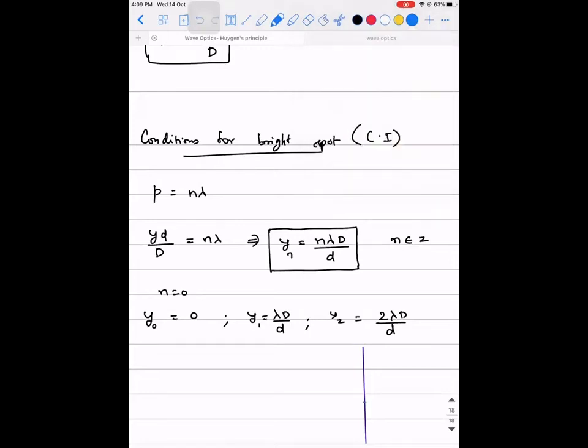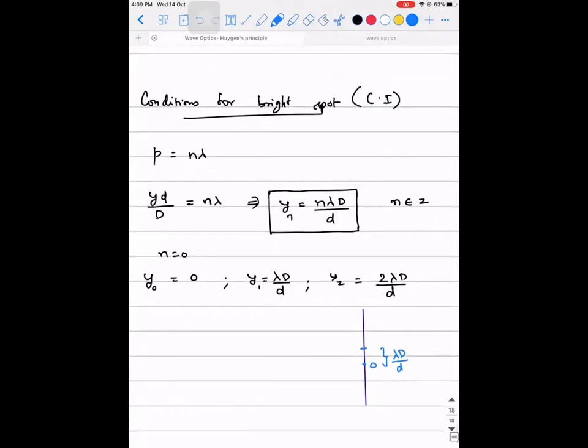So the central spot will be a bright spot, that is point O. From the central spot, where can you find the next bright spot? At what distance? Because the center is taken as origin, from O at a distance of lambda into capital D divided by small d, you can find the first bright spot. Above O it is lambda D by d. Below O also, at the same distance of lambda into capital D by d, you can find another bright spot. The first bright spot going upward and the first bright spot going downward are symmetric with respect to O. That is what I am trying to say.